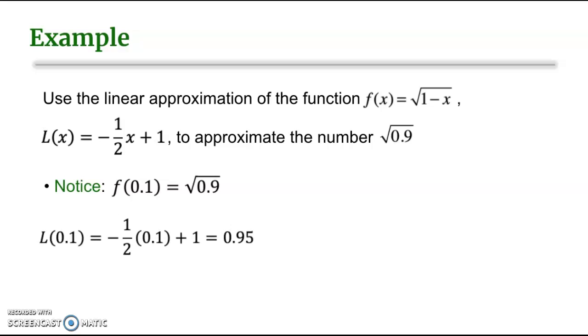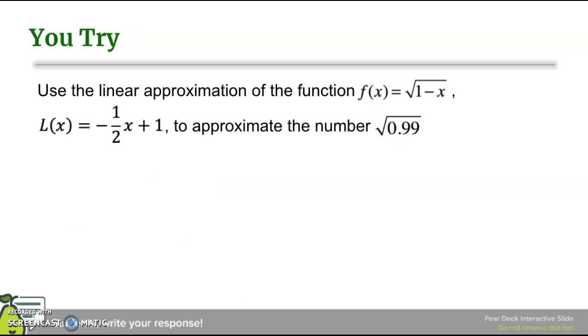So I would like the linearization at 0.1, and I end up with 0.95. So the square root of 0.9 is approximately 0.95. How close are we? Well, it's actually 0.94868. We're pretty close.